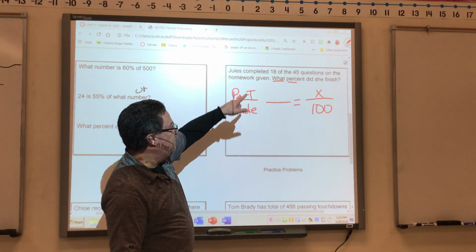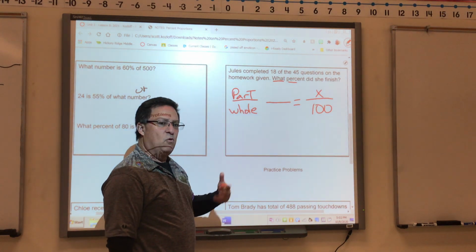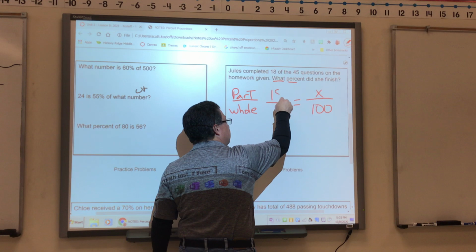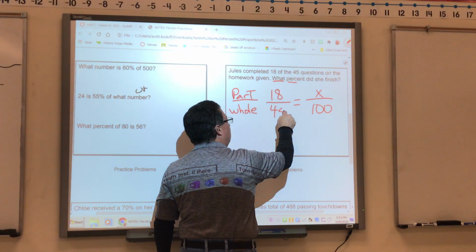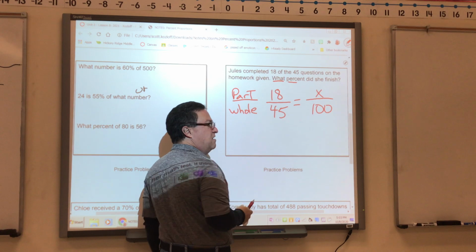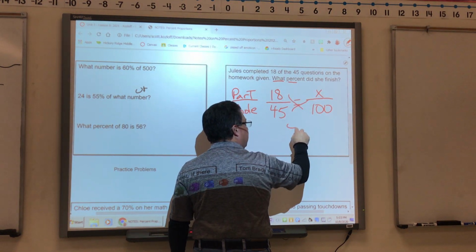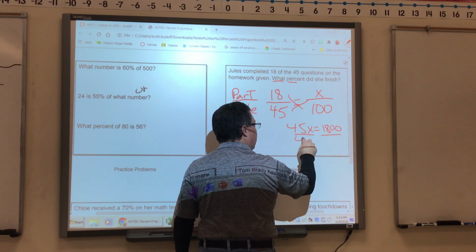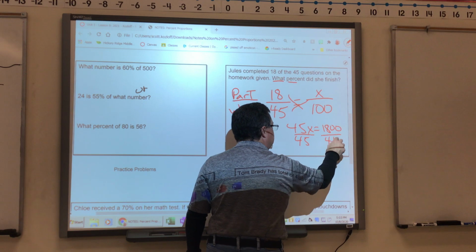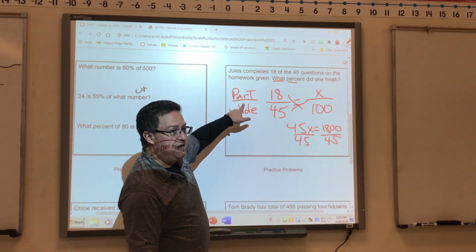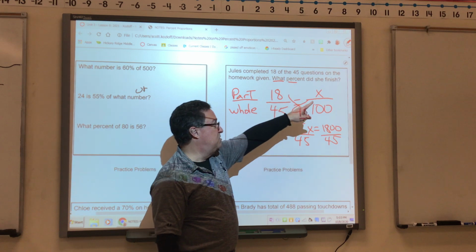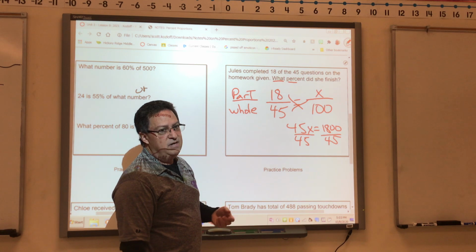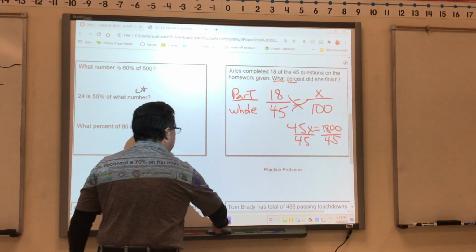It also says that she completed 18 of the 45 questions. What's the part? What's the whole? Well, here's the part she finished, and here's the whole homework. That's how you figure out where your numbers go. Now you cross multiply and divide. 45x equals 1800, and you divide by 45. Same steps every time. Write your word statement, write what you know, write what you want to know, cross multiply, and divide. Same thing we've been doing now for over a week. Okay? That takes care of this.